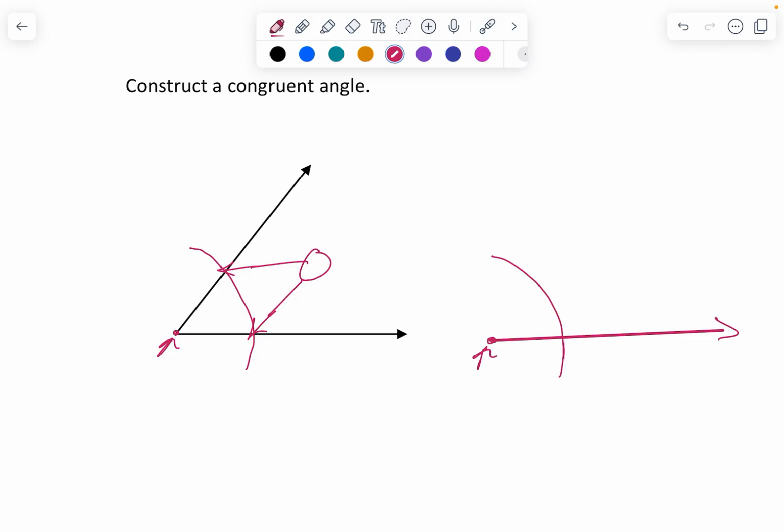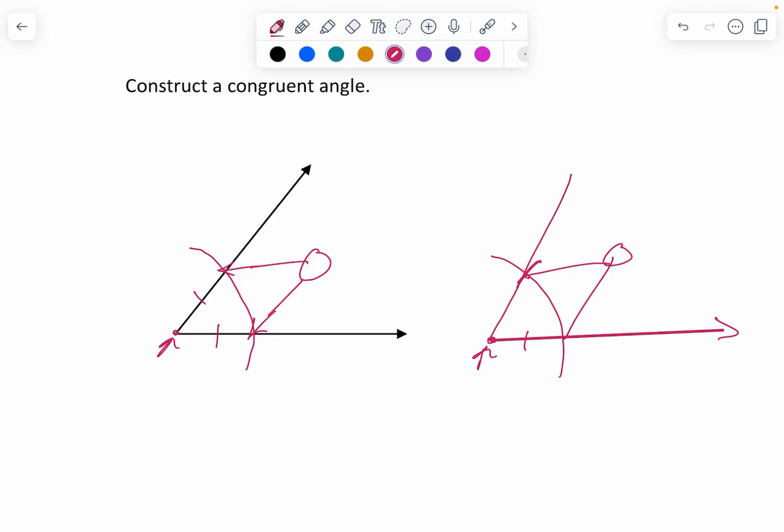And notice, both these points are the same distance away from the vertex, just like that's the same distance away. So we're going to measure that opening, and then we're going to come over here and measure that same opening and make a little mark there. Using our compass, we're going to measure the same opening and make a little mark. And so we know this angle is going to have the same distance away from the vertex. It's going to have the same opening.